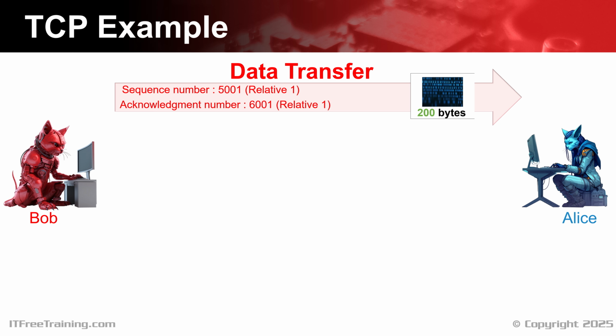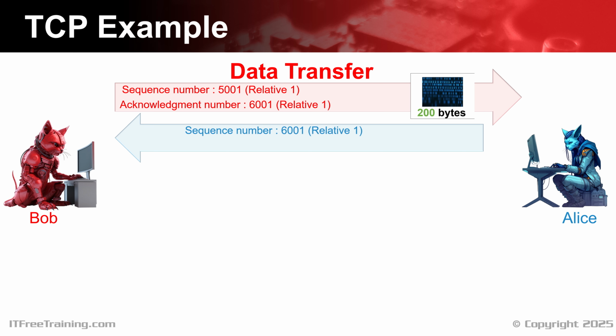6000 was the original random sequence number created by Alice. 1 was added because of the send message, giving us an acknowledgement number of 6001 and a relative acknowledgement number of 1. Alice now needs to send a message back that she received the data. Since Alice has not yet sent any data, her sequence number will be 6001.